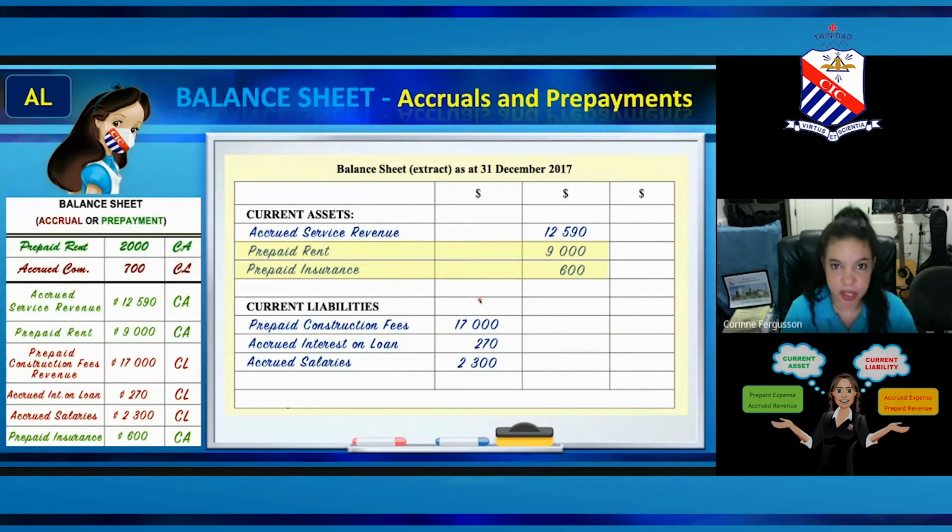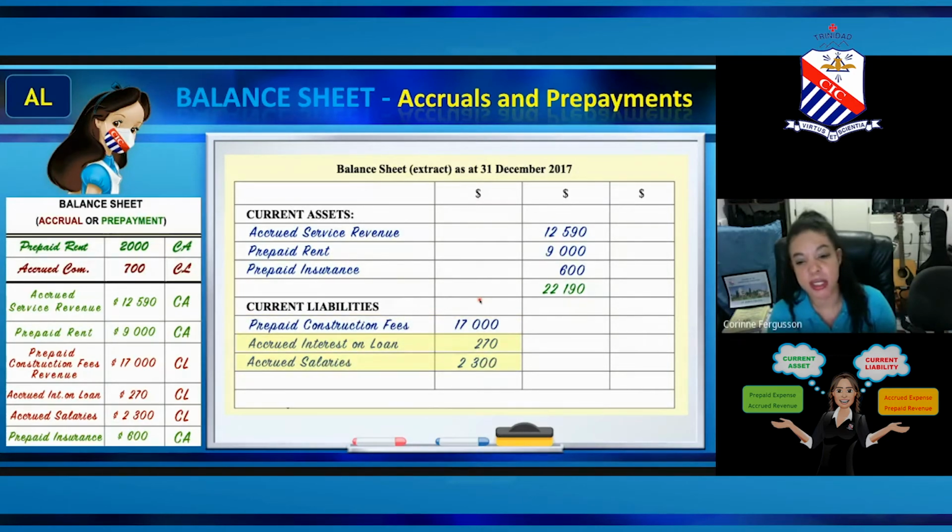And the emphasis was that you had to have them separately. You cannot put prepaid expense and put a total of 9,600, right? That's just you totaling it. Your current liabilities, you had prepaid construction fees, accrued interest on loan, and accrued salaries. And once again, you have to keep it separate. You cannot put it as a total. And then you would just tally it as that.